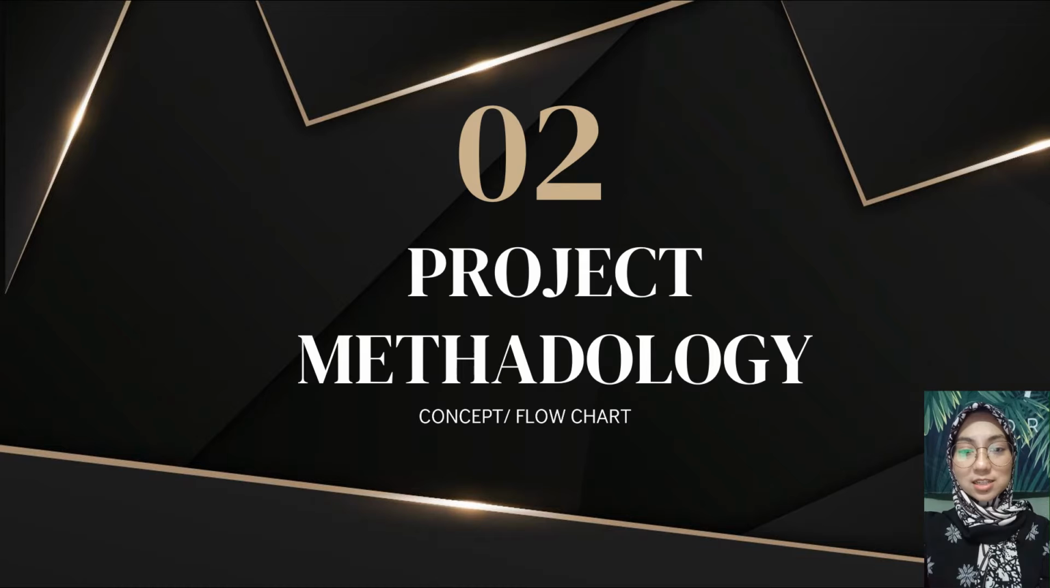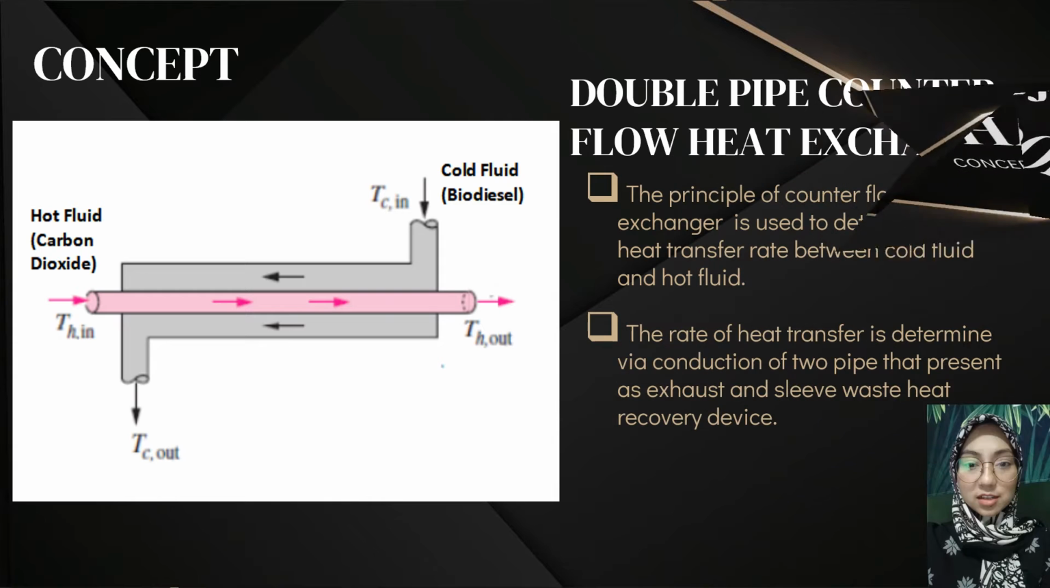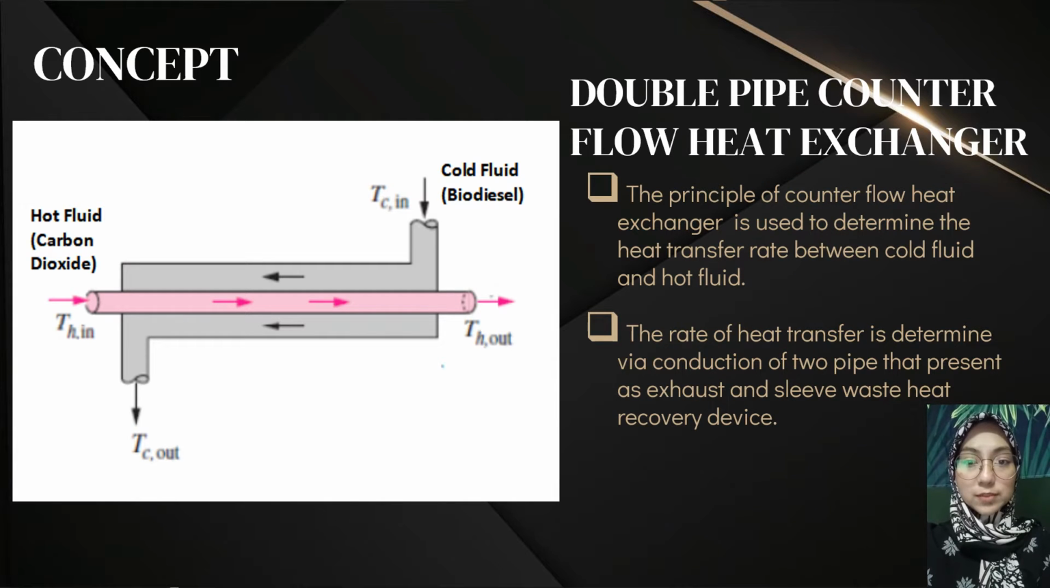For the next section is project methodology. The concept of this project is a double pipe counterflow heat exchanger. The principle of the counterflow heat exchanger is used to determine the heat transfer rate between cold fluid and hot fluid, which is biodiesel and carbon dioxide. The rate of heat transfer is determined via conduction between two pipes, which is the exhaust and the sleeve. In this schematic diagram, the pink pipe shows the hot gas flow and the grey pipe shows the counterflow of the cold fluid.